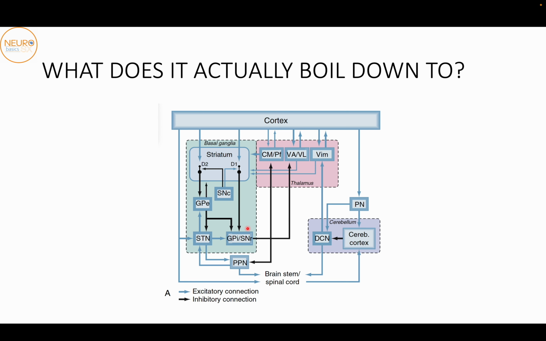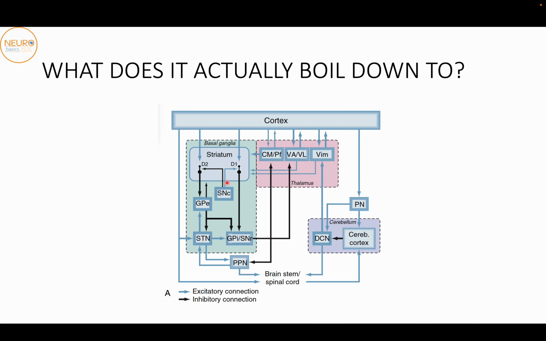Now, within the basal ganglia, the important structures are the striatum. So you can forget about the caudate, the putamen, and all of those subsections of the striatum. Just remember the striatum. Apart from that, you have to remember the globus pallidus externa, the subthalamic nucleus, the globus pallidus interna, and the substantia nigra pars reticulata.